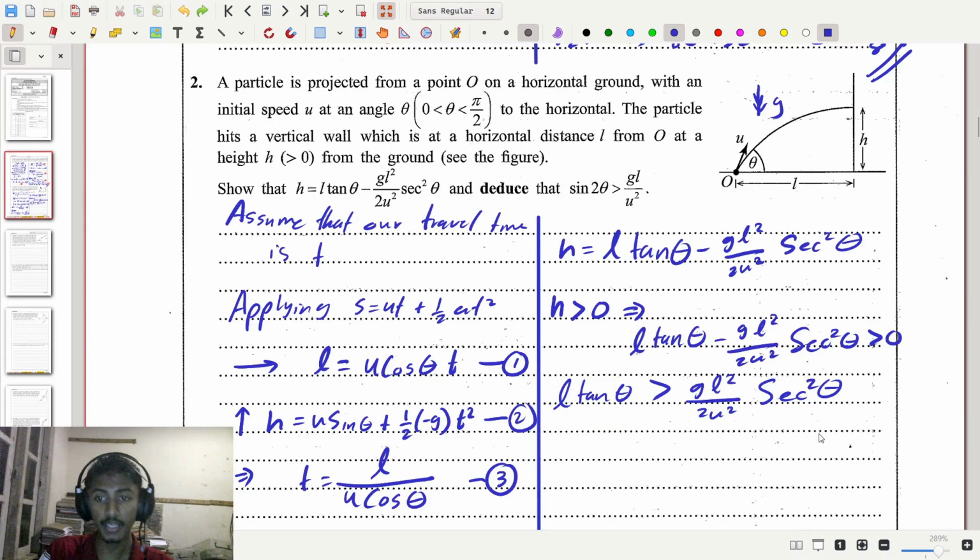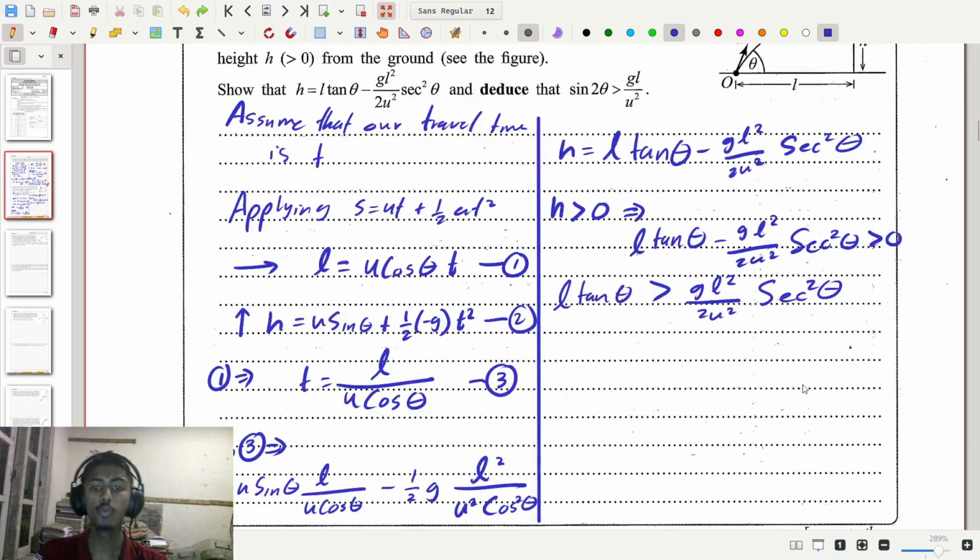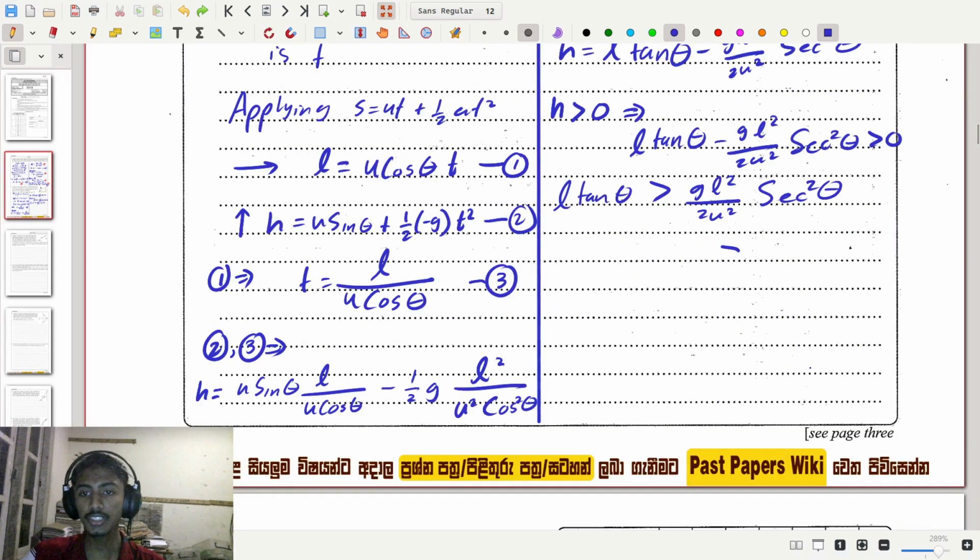If I do that, then secant squared of theta and cosine squared of theta cancel, since secant squared is equal to 1 over cosine squared, and therefore we get on the right hand side just gL divided by u squared, and on the other side we have tan theta, but then we took this to the other side, so we have times 2, and then we have secant squared of theta taken to the other side, which is therefore going to be cosine squared of theta. So we have this inequality right here.